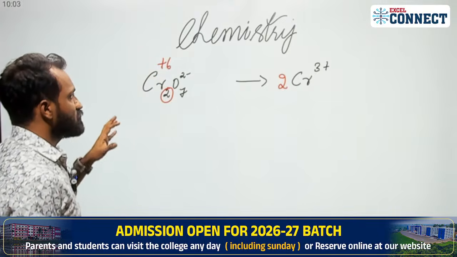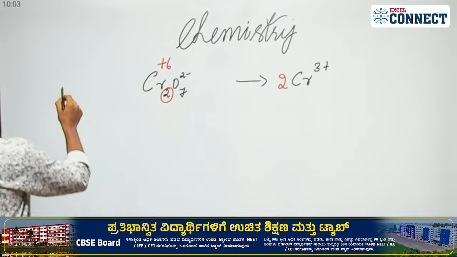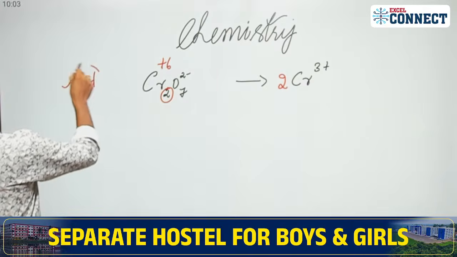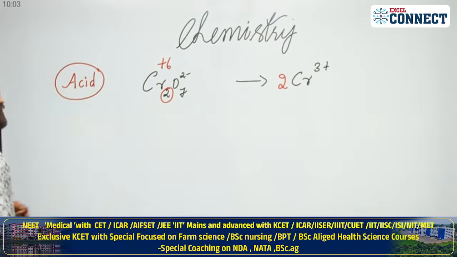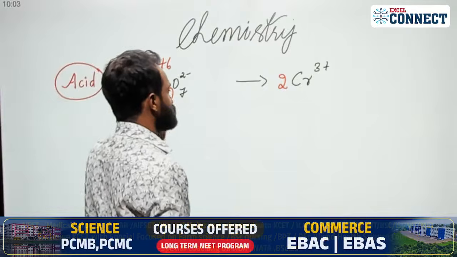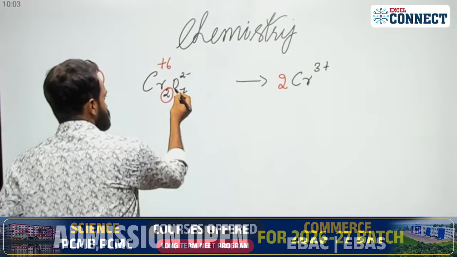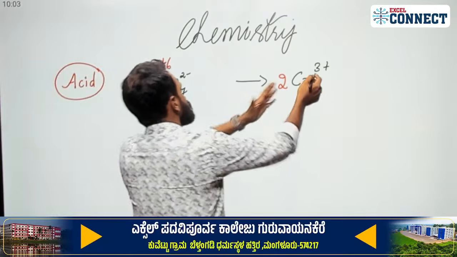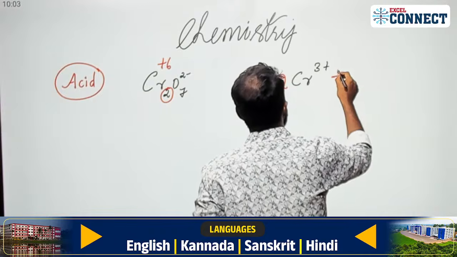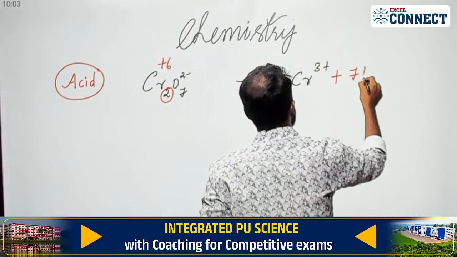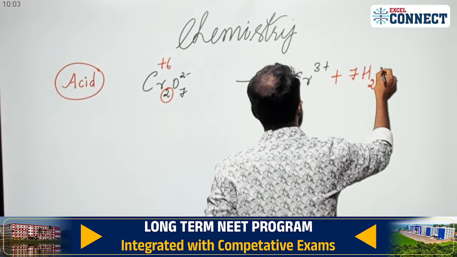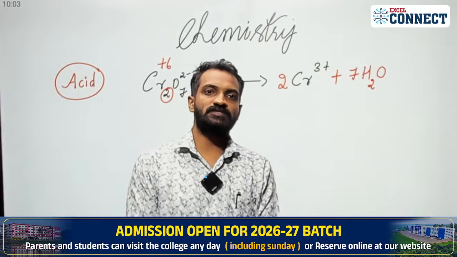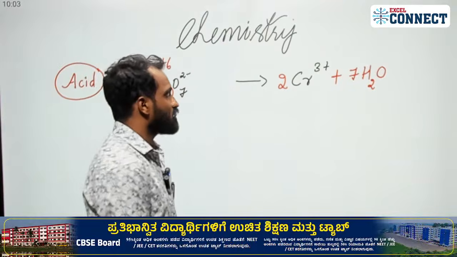Now, my dear students, this reaction takes place in acidic condition. Media is acid. In acidic condition, you have to balance oxygen. How to balance oxygen? Here 7 oxygen is there, and this side 0 oxygen. So I'll put here 7 water. 7 water contains how many oxygen? 7 oxygen. Understood? So this part is clear.